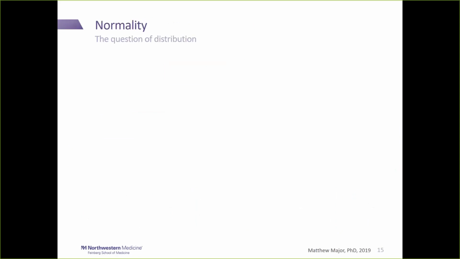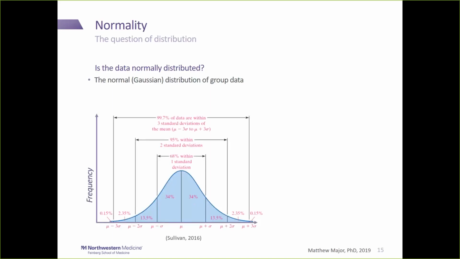Okay, so now let's talk about data normality and this question of distribution. You want to know, is the data normally distributed? When I'm describing normal distributions, what I'm referring to is this Gaussian distribution of group data. You might have seen this. It is the characteristic bell curve. You have some central tendency and you have a dispersion.